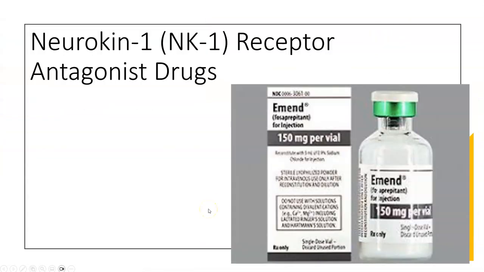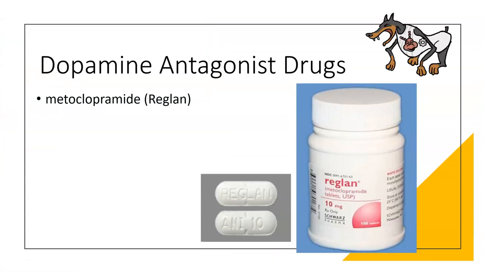And then, whoops, I clicked too fast. Go back. The next class are the dopamine antagonist drugs. This is a prokinetic agent. I already talked about it a minute ago. This is metoclopramide. This is Reglan. As a dopamine antagonist, it's going to block dopamine receptors in the chemotrigger zone. And we also use it to treat post-op nausea and vomiting. And sometimes we use it in treating chemo-induced nausea and vomiting as well.